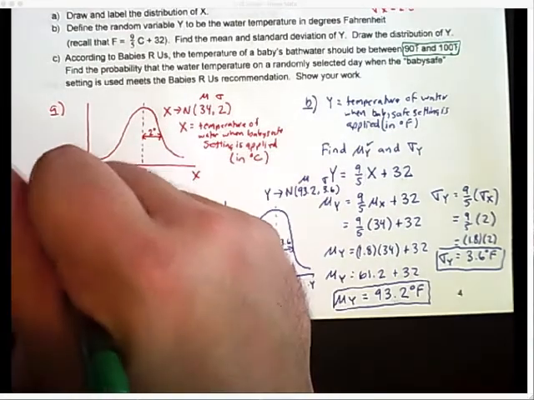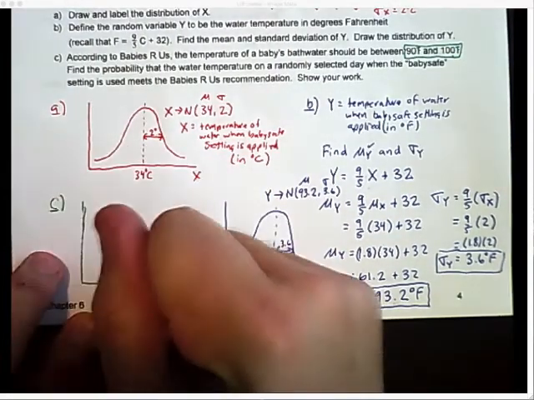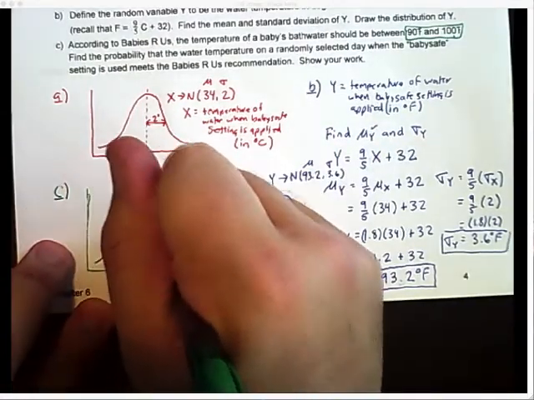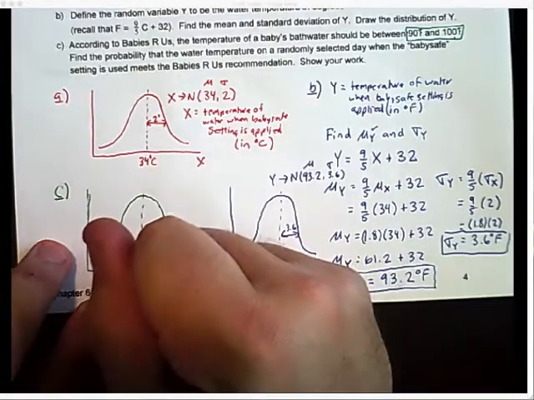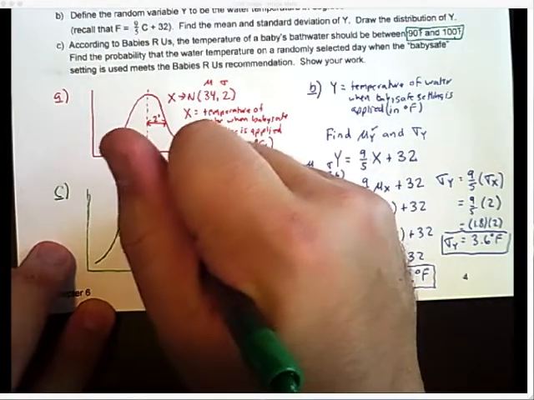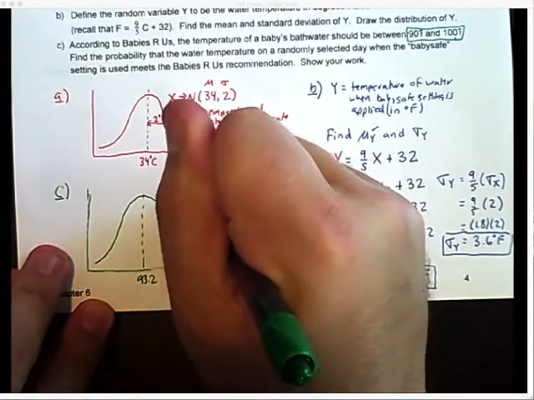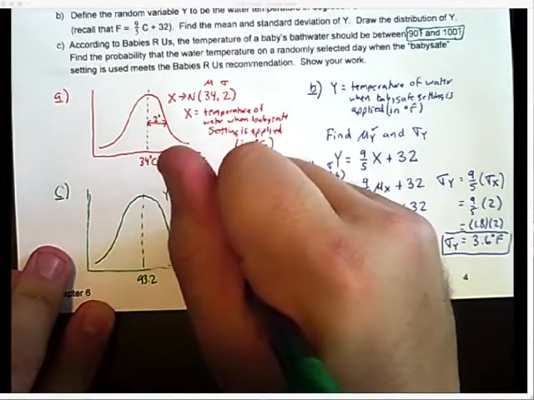So to do part C, I need to redraw that y distribution. So the center here is 93.2. All right, and y is normally distributed with 93.2 as a mean and 3.6 as a sigma.